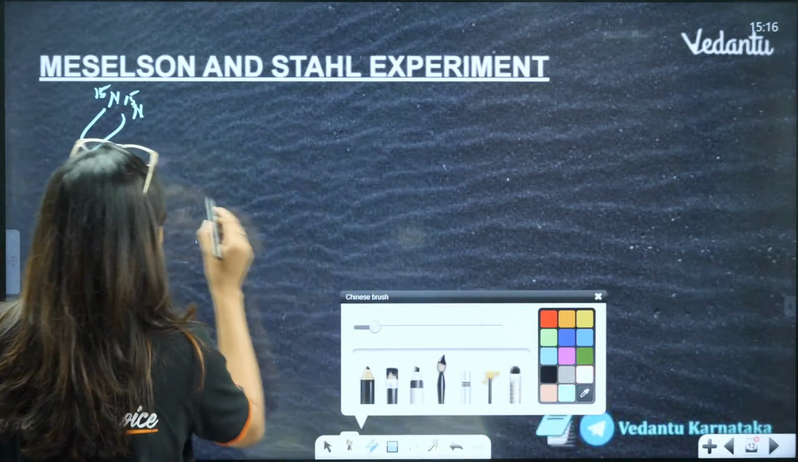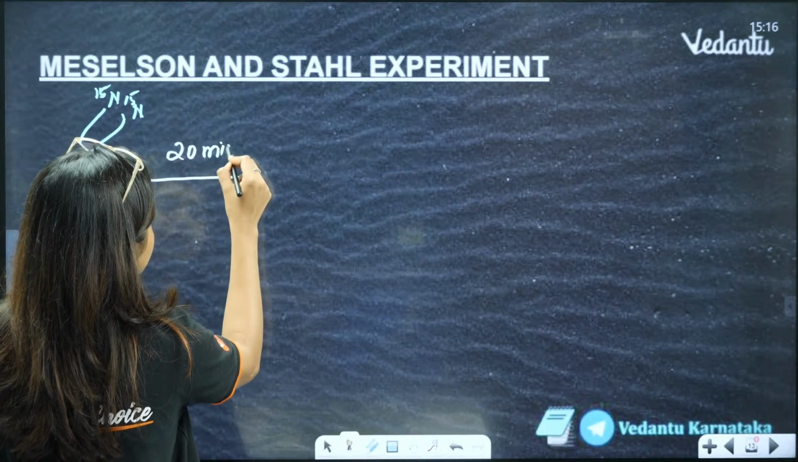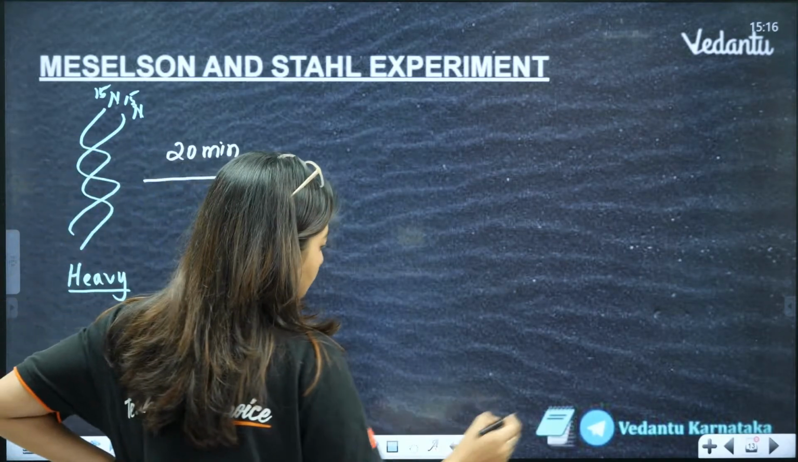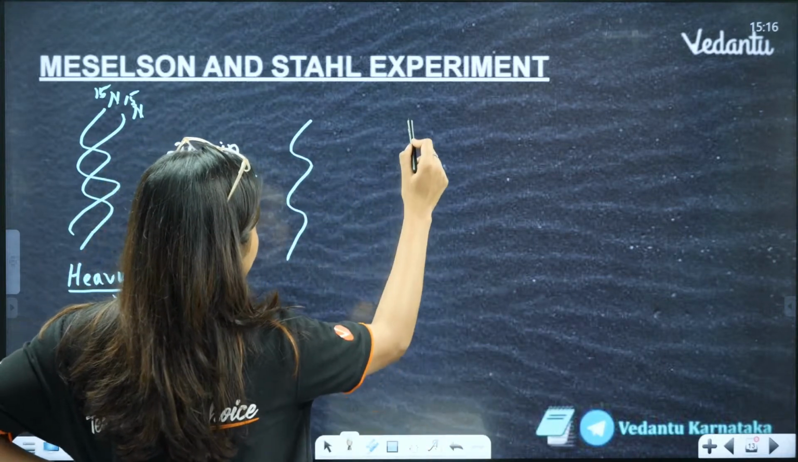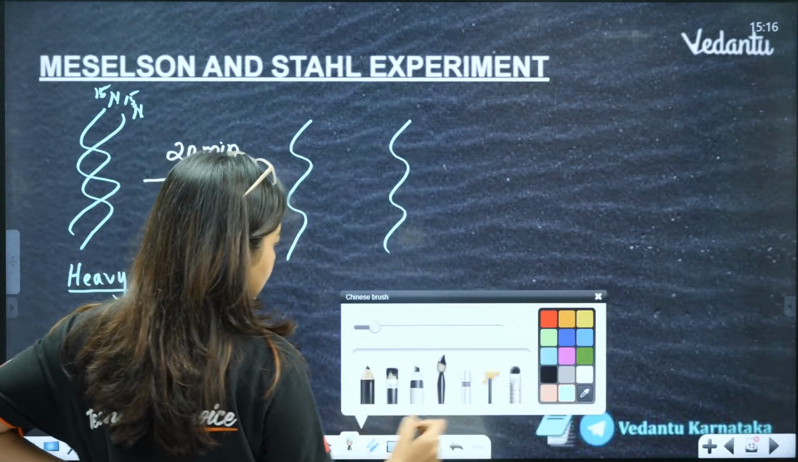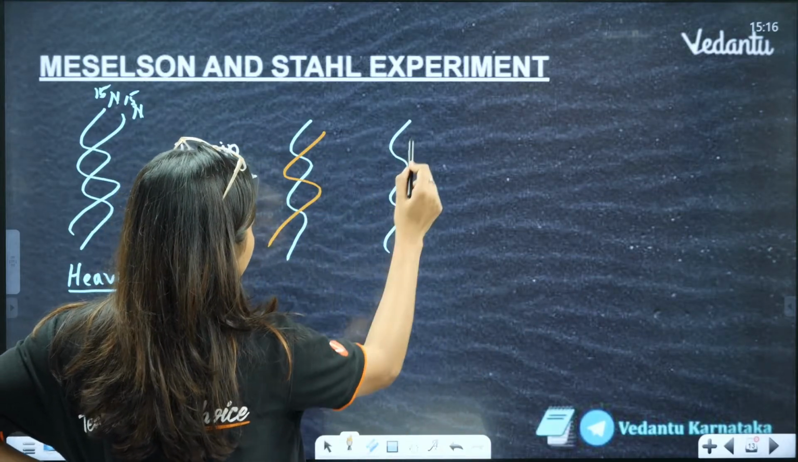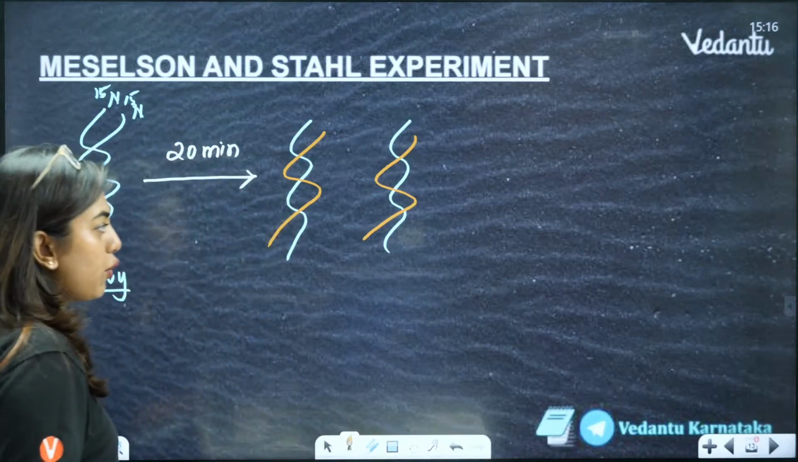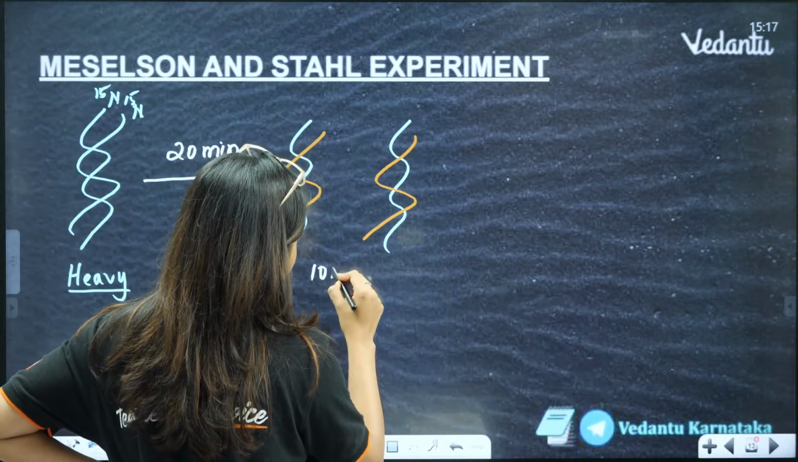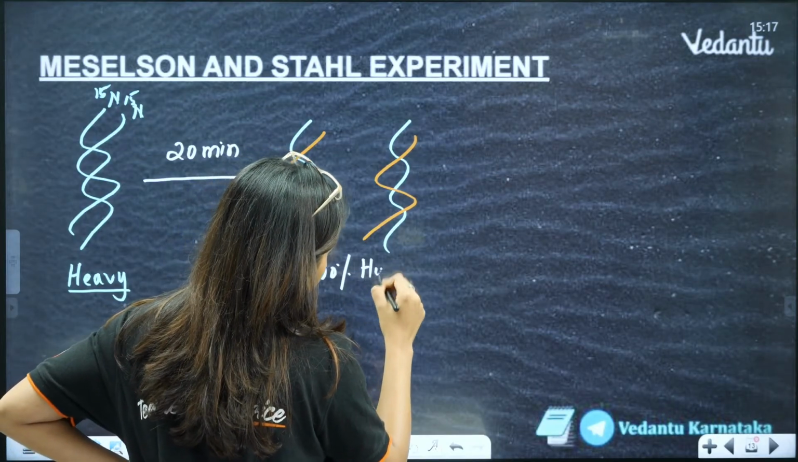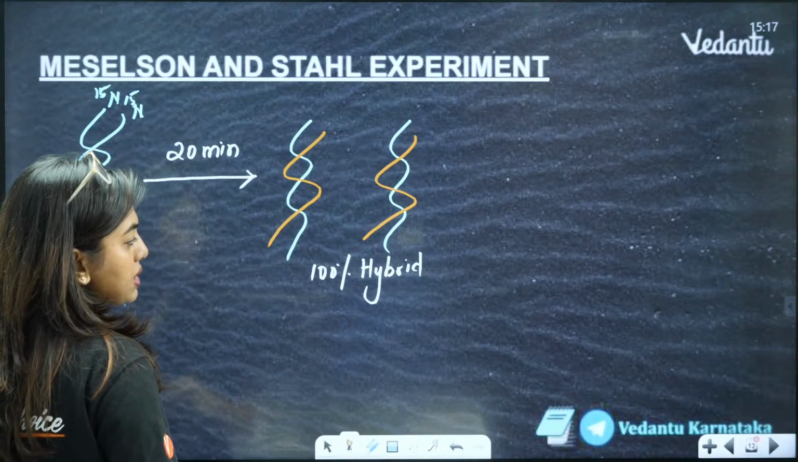Now, after 20 minutes, I moved the E. coli to N14. What am I going to get? The two strands separate, and they are going to act as the template. Then what gets added? Obviously, the light strand. DNA is semi-conservative, so they are going to form this. So here, what have I got? I am going to get 100% hybrid.